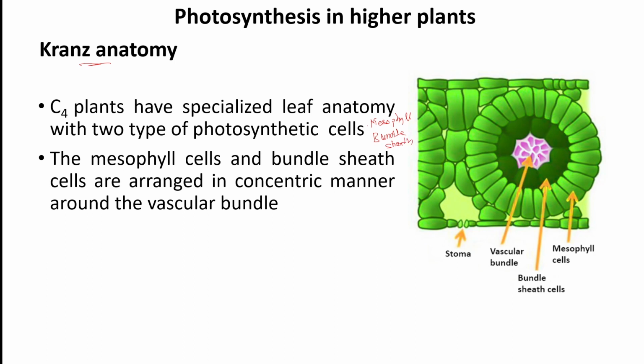Here in this diagram you can see there are 2 types: the first one is the mesophyll cell, and the second one is the bundle sheath cells. Both these photosynthetic cells form a concentric ring around the vascular bundle. In the center you can see the vascular bundle, and the mesophyll cells and the bundle sheath cells form a concentric ring around it, or you can say they are arranged in a wreath-like manner around the vascular bundle.